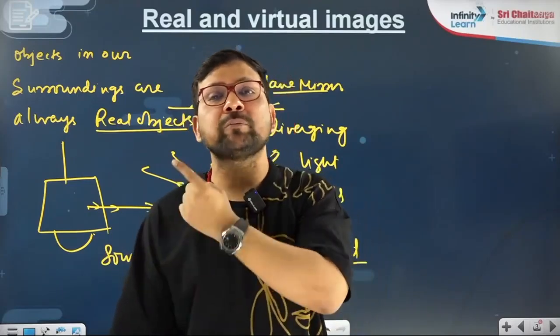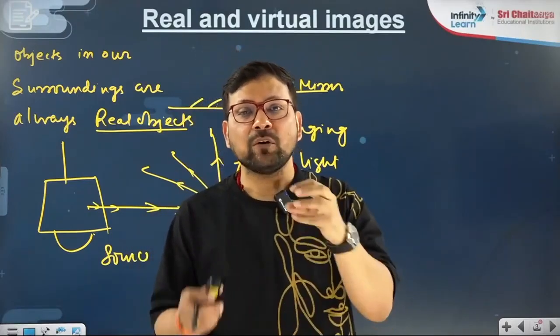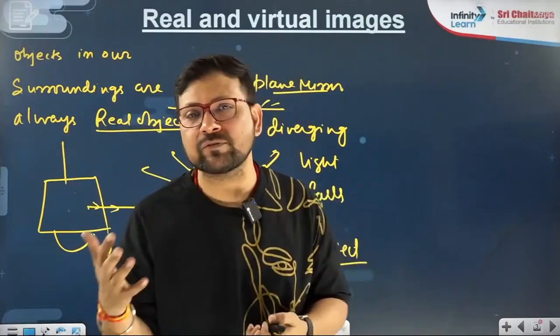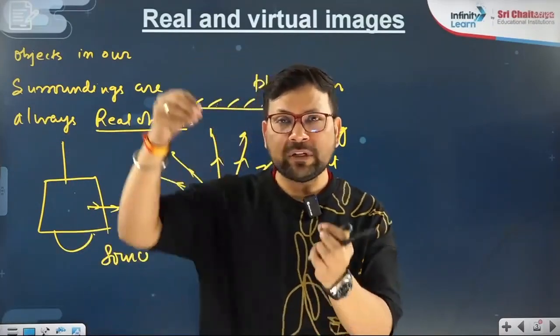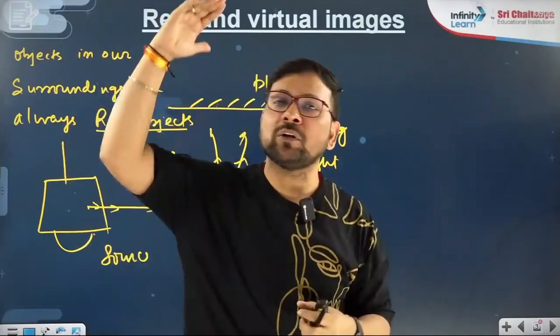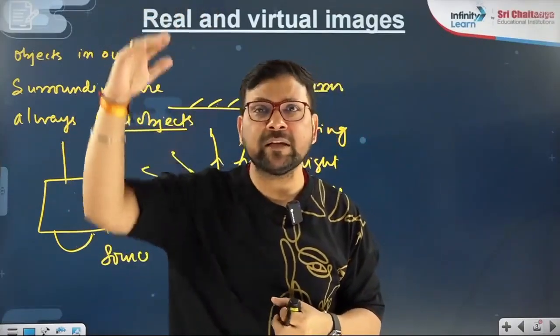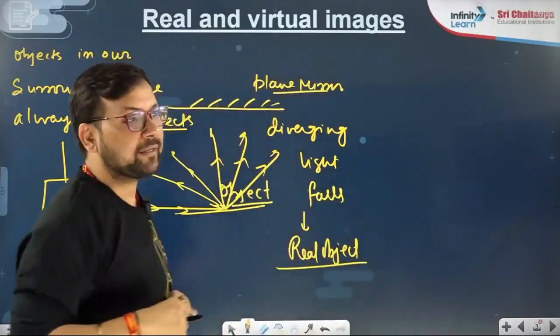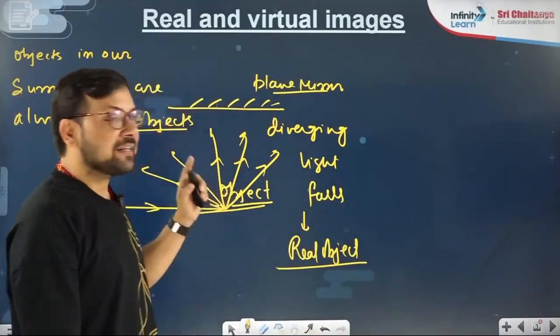What is that object? That object is a real object, because of irregularities, all surfaces in our surroundings are rough surfaces. And when light falls on a rough surface, it diverges. And that diverged light falls on an optical device, a plane mirror or anything. So when diverged light falls, that is called a real object. That's the point. Okay, now we are discussing the next one.